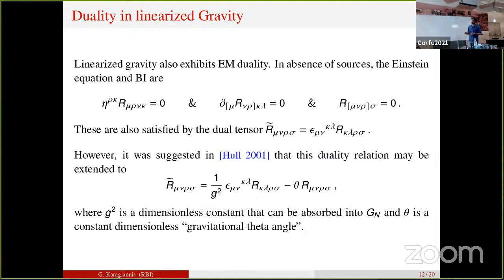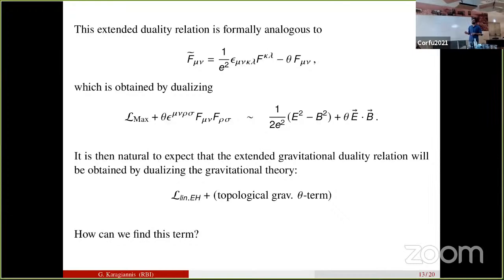And this gravitational duality relation really looks formally analogous to this one here, which is obtained from dualizing classical electromagnetism, the Maxwell Lagrangian, with the addition of the theta term. And this theory can be written like that, of course, in terms of the electromagnetic fields. And it's then natural to expect that the extended gravitational duality relation proposed by Hull should be obtained by dualizing a linearized gravitational theory of this form. So we have the standard linearized Einstein-Hilbert term, and then we should add the topological gravitational analog of the electromagnetic theta term. So the natural question is, how can we find what this term is?